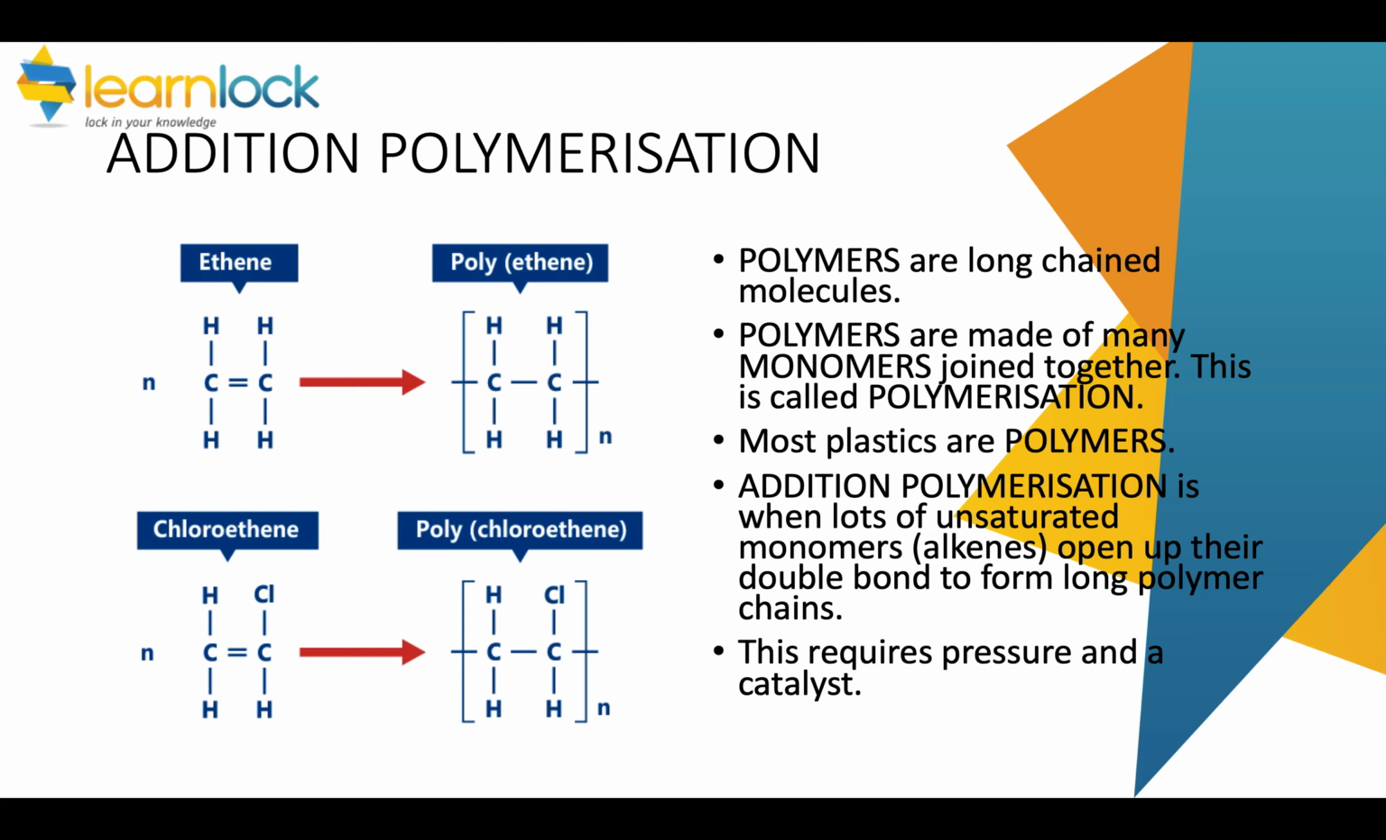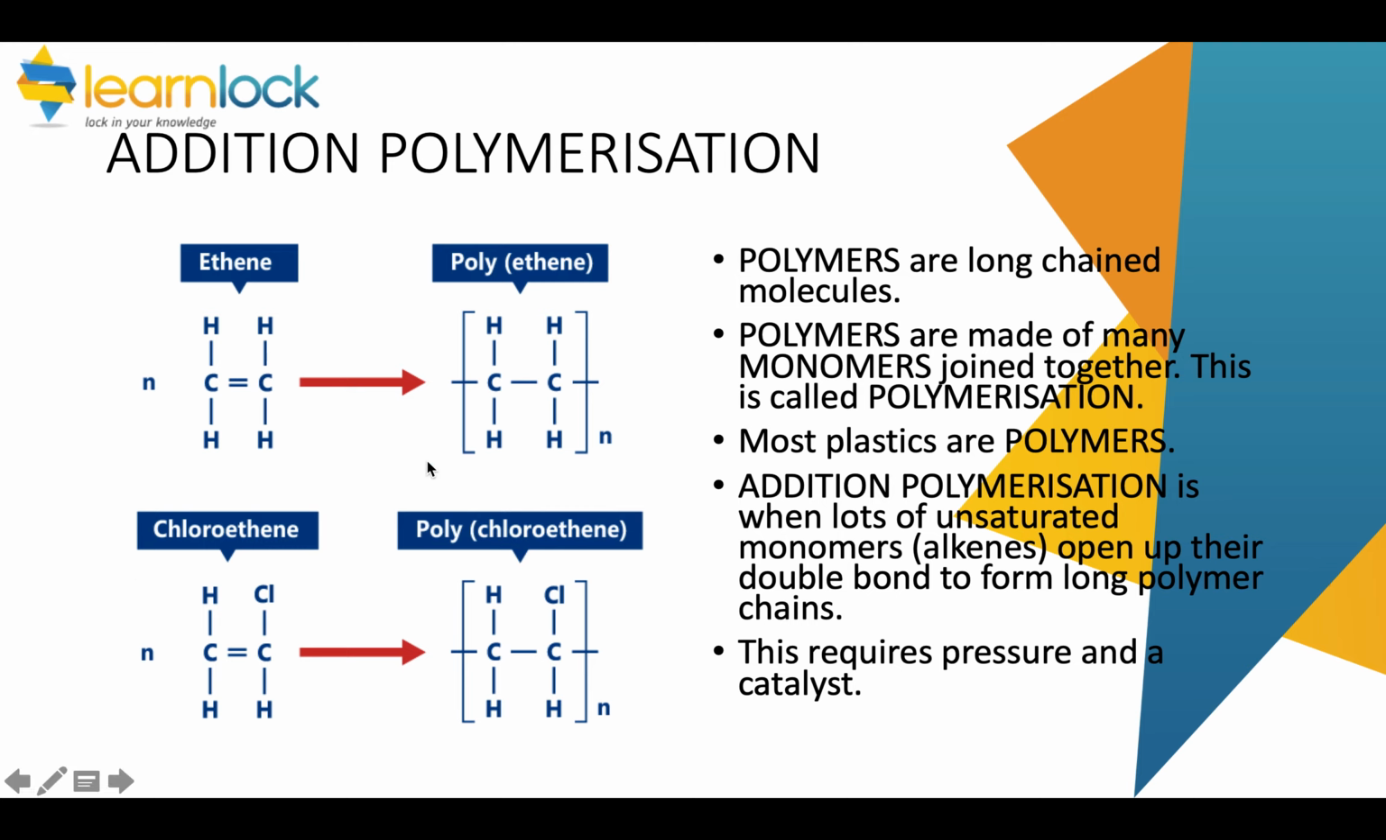Addition polymerisation. So let's remind ourselves what polymers are again. They're long-chain molecules made of monomers joined together. When monomers join together, the double bond of the alkene breaks and opens, and then other monomers join in a long chain to form a long polymer. This requires pressure and a catalyst.